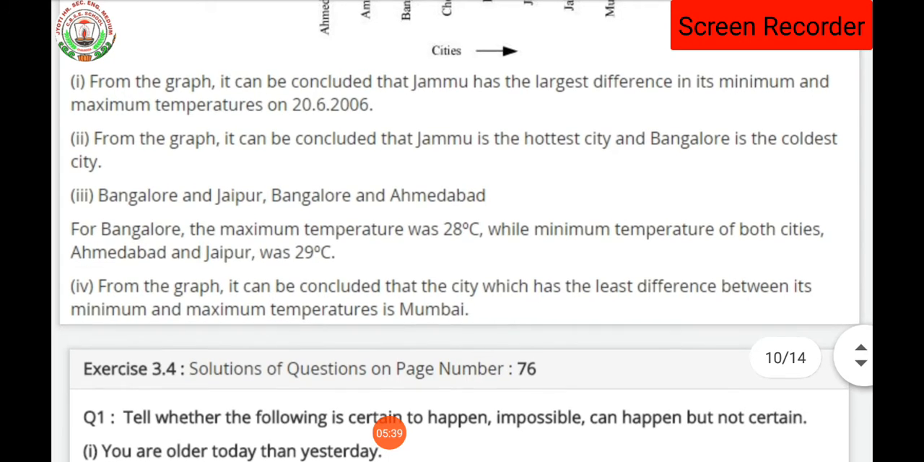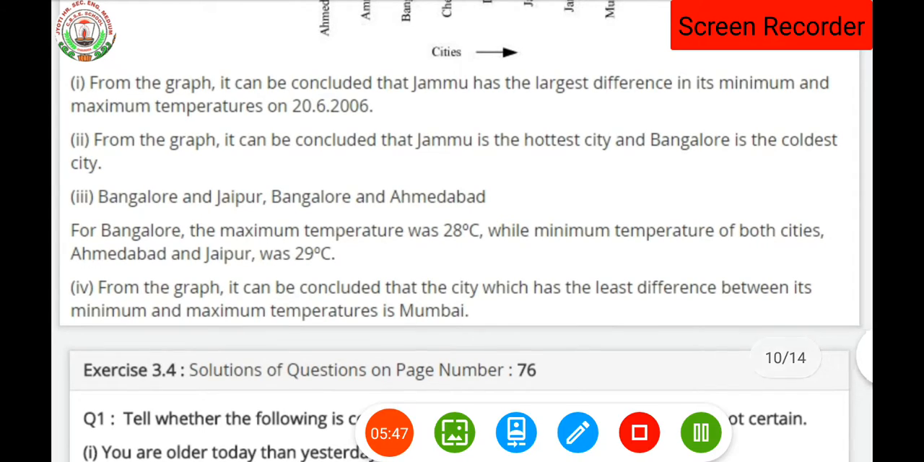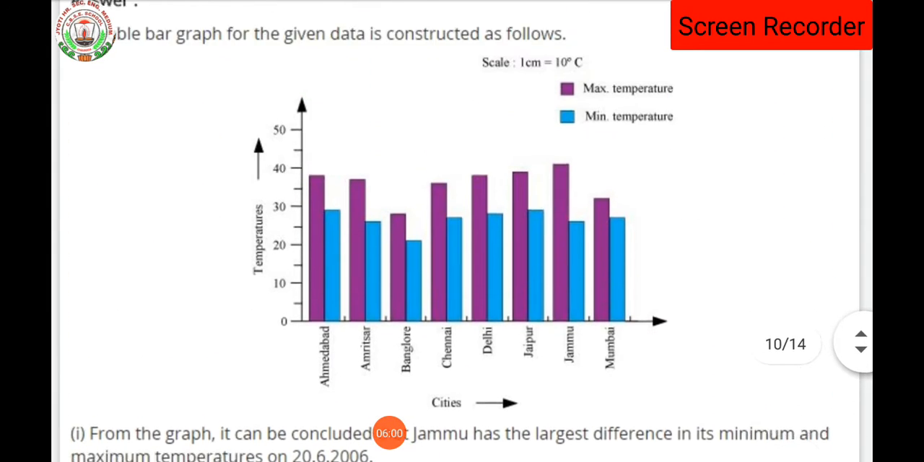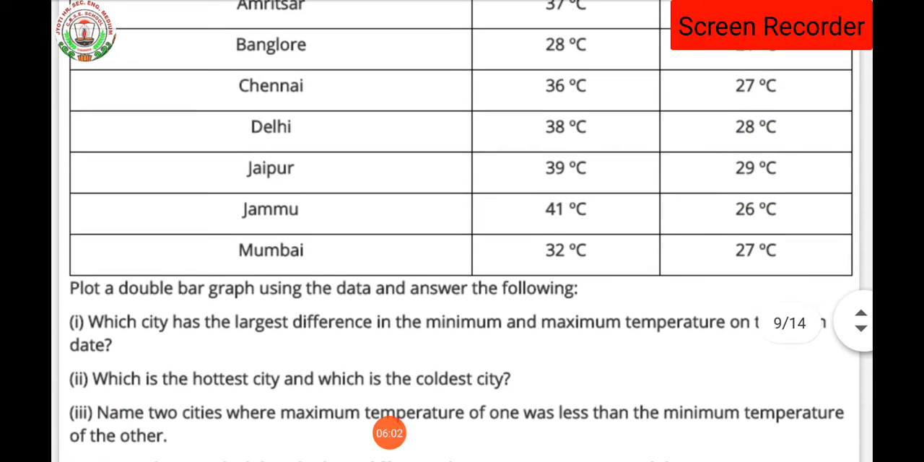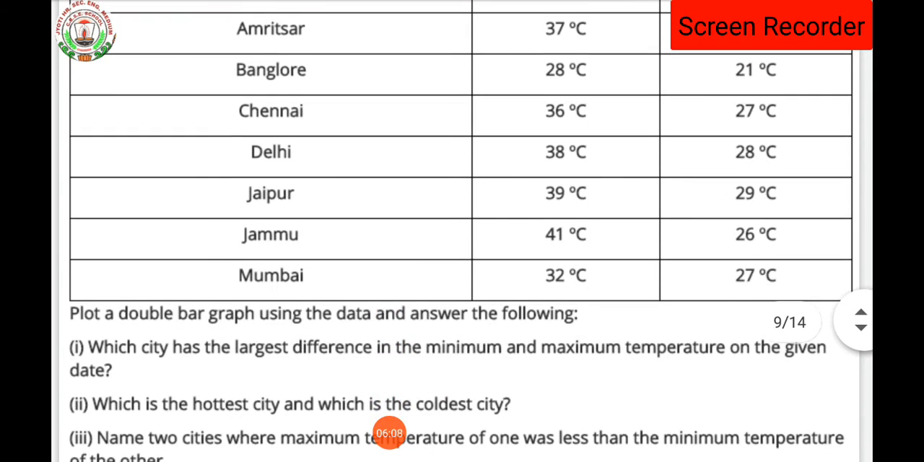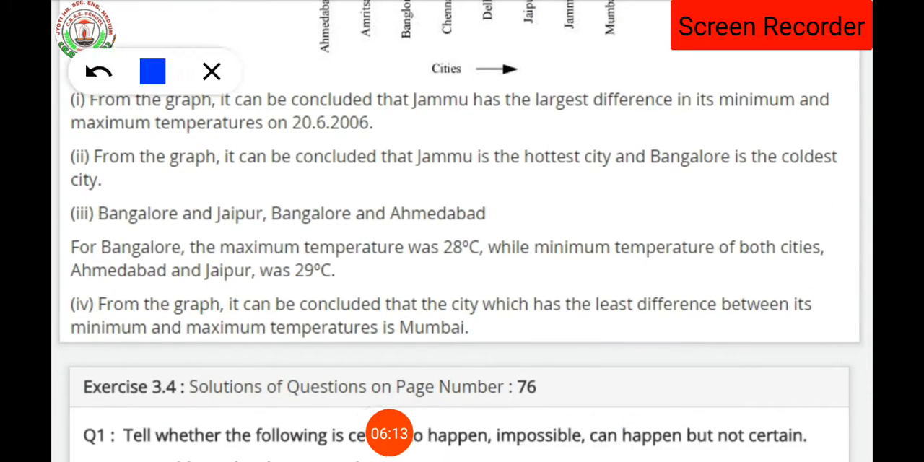Then from the graph, it can be concluded that Jammu is the hottest city and Bangalore is the coldest city. Which one is the hottest city? According to the data given, the hottest city is Jammu and the coldest city is Bangalore. Here we have to see in the graph, because 41 is the maximum temperature and Bangalore 28. Yes, correct. The hottest place will be Jammu and the coldest place will be Bangalore.